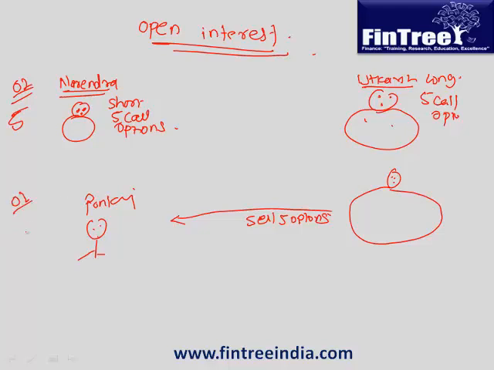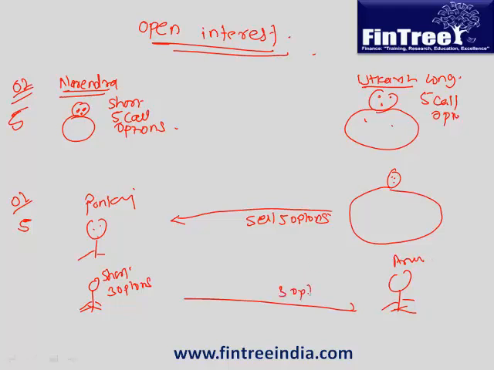What is the open interest in the market? Still five, because the number of options in existence are still five. Following this, now Sandeep came into the picture, and Sandeep took a short position on three options. That is being sold, let us say, to Arun. So Arun purchased those three options. So now the number of options which are available in the market is 3 plus the earlier 5. So now open interest becomes 8.